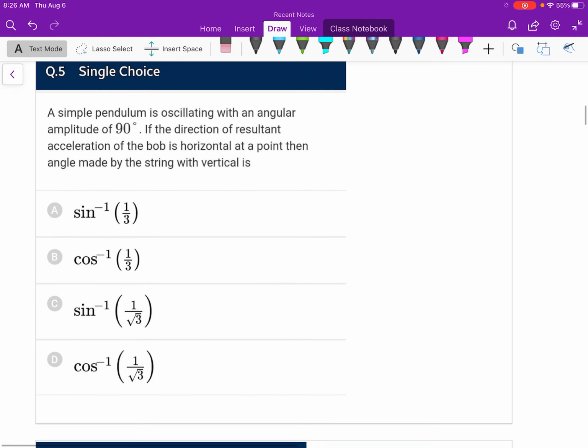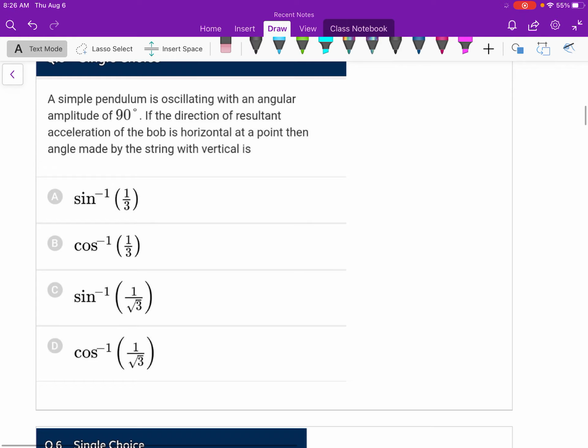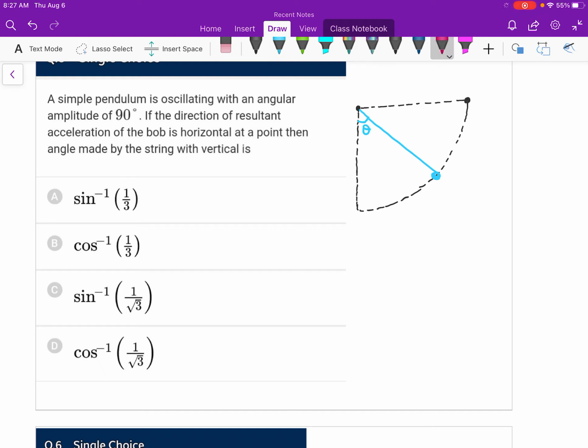Simple pendulum is oscillating. If the direction of resultant acceleration of bob is horizontal at a point, then find the angle made by the string with the vertical. Okay, so simple pendulum is oscillating. Say this is initial position of simple pendulum, and this is the lowest position, and at an intermediate point acceleration is horizontal. So let's say at this position, at an angle theta from vertical, acceleration is horizontal. So mg is in this direction and tension is in this direction.